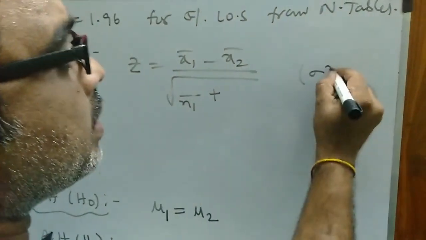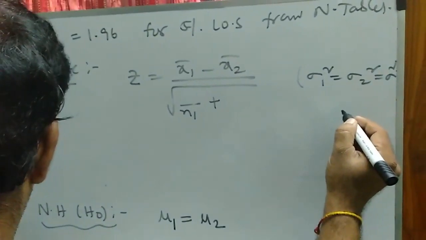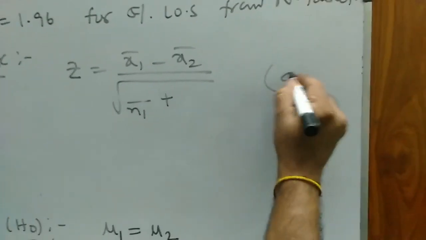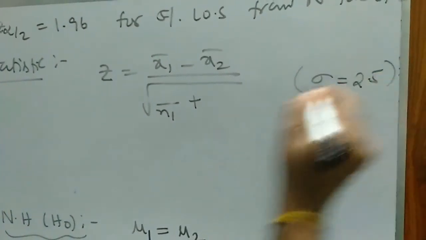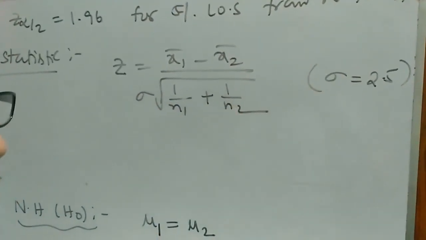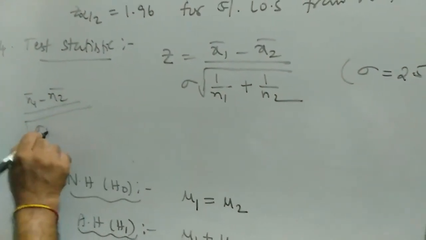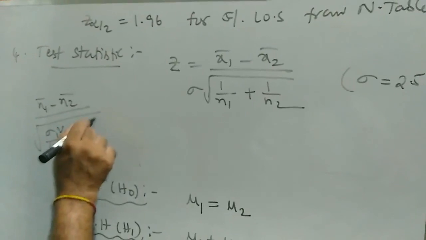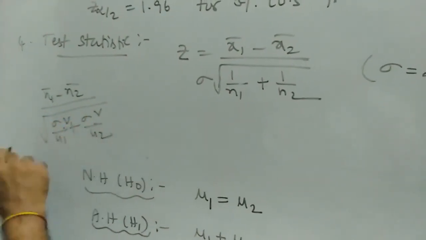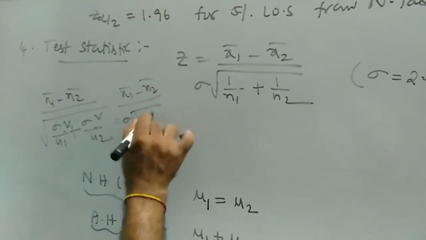Here sigma 1 square, sigma 2 square is equal to sigma square, and the standard deviation is given as sigma. Look at what value is given: standard deviation sigma is 2.5 inches. So I can write the formula with sigma times square root of 1 by n1 plus 1 by n2. Just change the formula: x1 bar minus x2 bar by square root of sigma 1 square by n1 plus sigma 2 square by n2. Since it is the same population, it becomes sigma square. Taking it outside, x1 bar minus x2 bar by sigma into root of 1 by n1 plus 1 by n2.